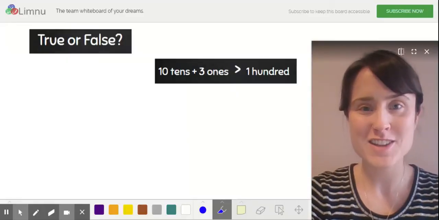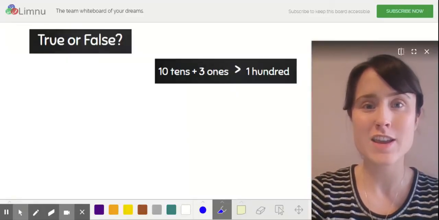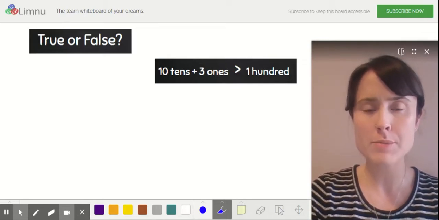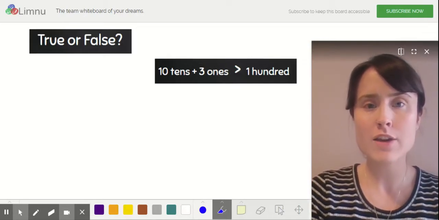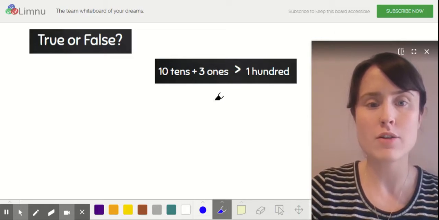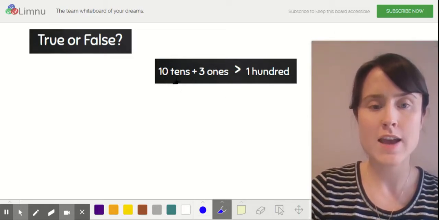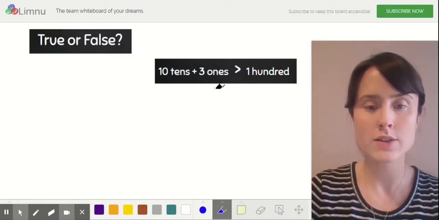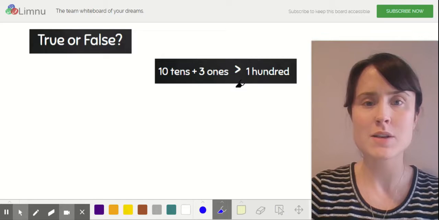All right, first grade friends. So for our first inequality true or false challenge, this is our inequality number sentence. Let's go ahead and read it, pretending it's made out of words. 10 tens plus 3 ones. How do I read that symbol?